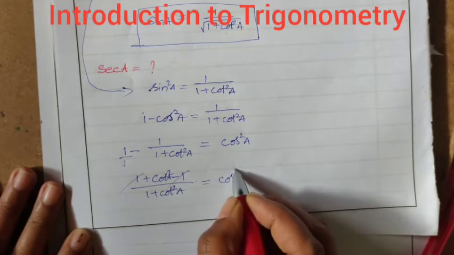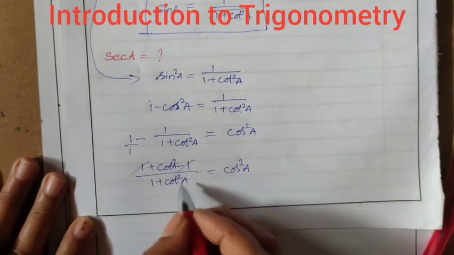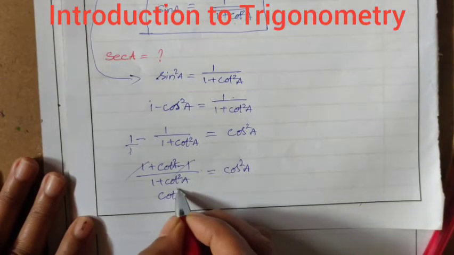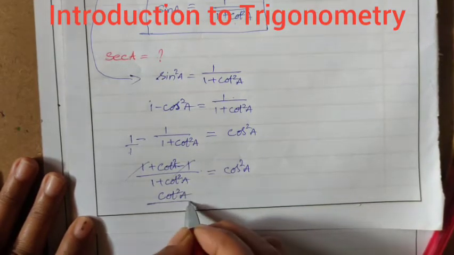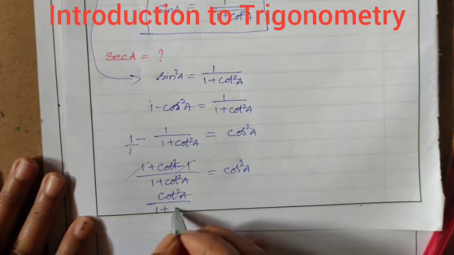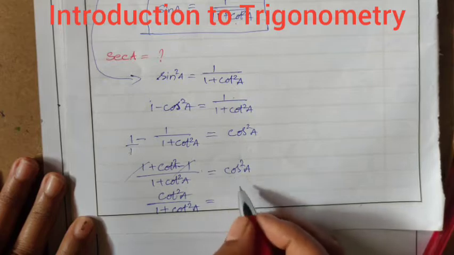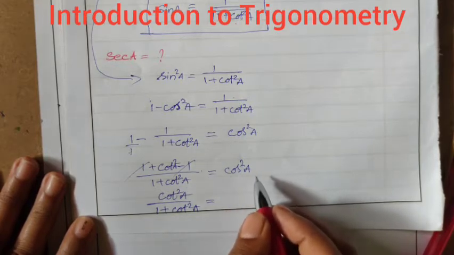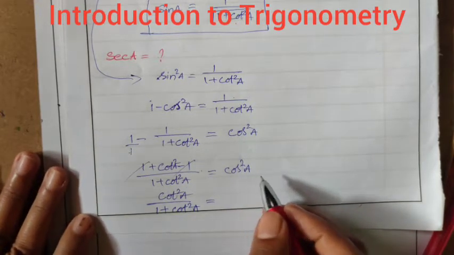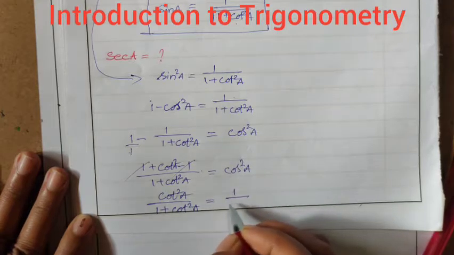So then it becomes cos square A equal to cot square A divided by 1 plus cot square A. Okay, so that is cos square A. So cos square A can be written as the reciprocal of sec square A.